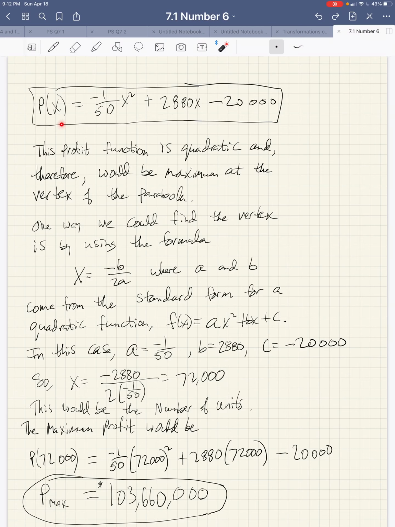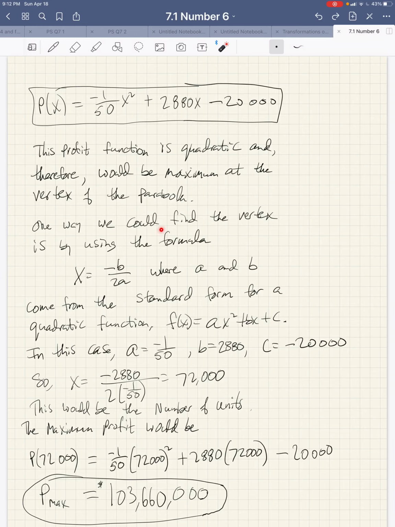So our profit function is, again, P of x equal to minus 1/50 x squared plus 2880x minus 20,000. This profit function is quadratic. It has an x squared, and therefore would be maximum at the vertex of the parabola that would be formed if we graph this, because this leading coefficient, the a part here, is negative, so it would open down, so it would have a maximum.